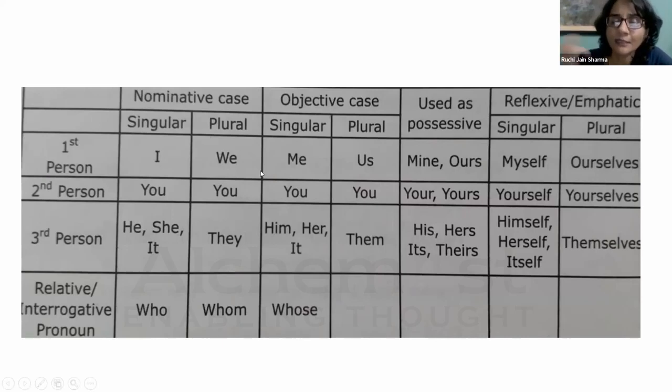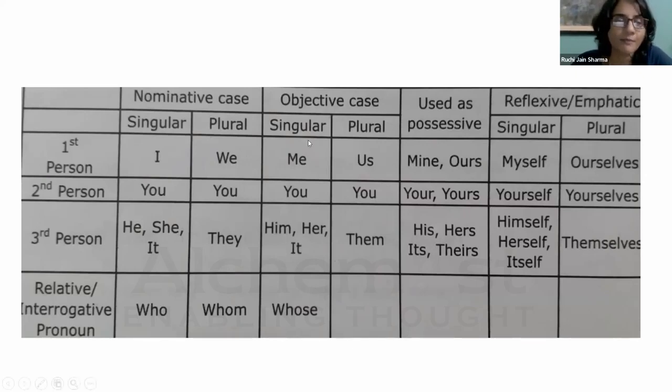Okay, so whenever "it is" appears, the pronoun you use after it always has to be from the nominative case, not from the objective case. Okay? It is she who is doing all the work. "It is her who is doing all the work" will not be correct. Okay? It has to be from the nominatives.